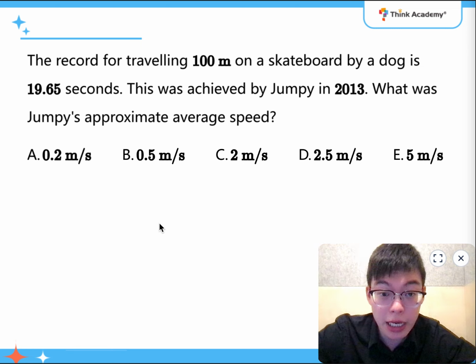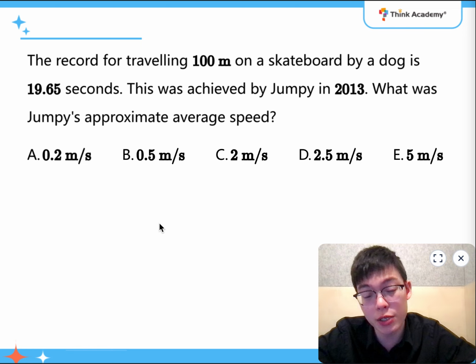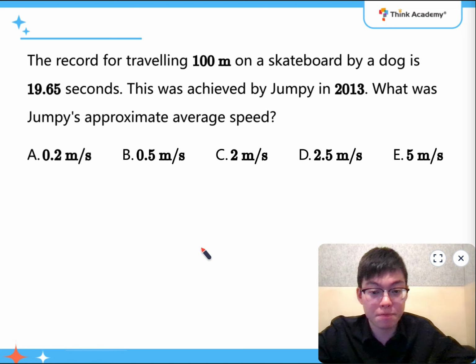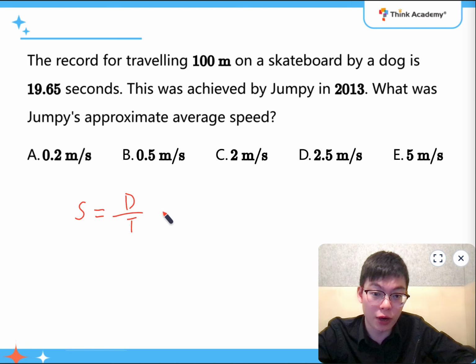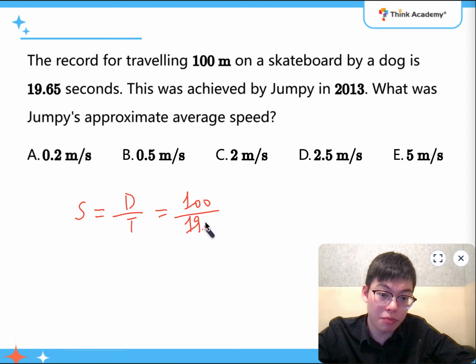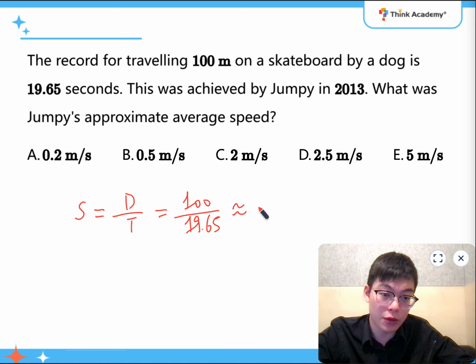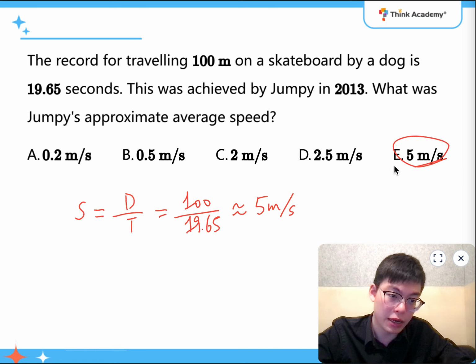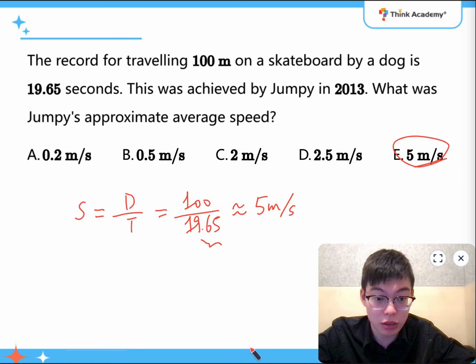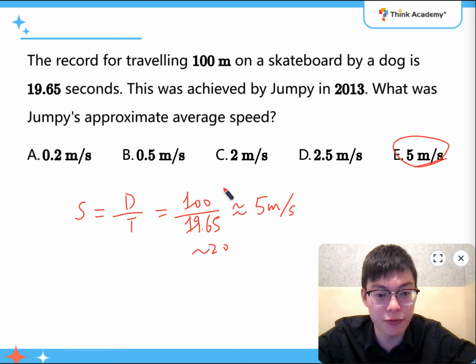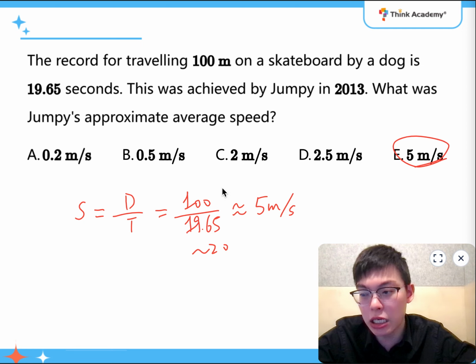And now for the fifth question, this is a word problem on speed, distance, and time. You can also say that's a little bit of rounding and estimation. The record for traveling 100 meters by a dog on a skateboard is 19.65 seconds. So the speed can be calculated by distance over time, right? Which is 100 divided by 19.65, approximately equal to 100 divided by 20. So that's approximately 5 meters per second. Alright? So you can just do 100 divided by 20, which gives us 5 as the answer. Okay? So the answer is going to be E.